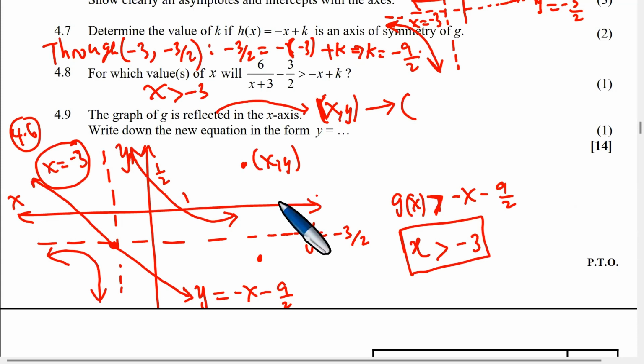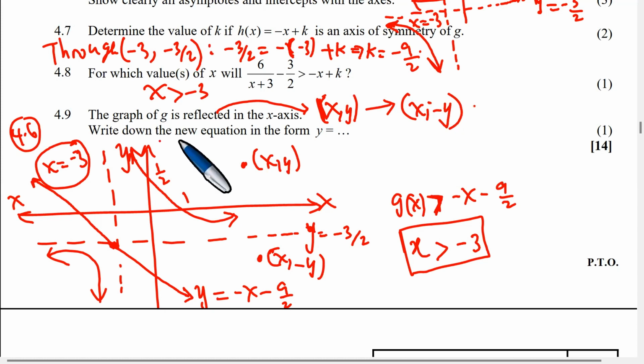You reflect about the x-axis. A point that is here, if you put a mirror, its mirror image is going to be directly below on the other side, but the same distance away from the x-axis, equidistant from the x-axis. Therefore, if you have x, then y is negative, which means you have x and minus y.